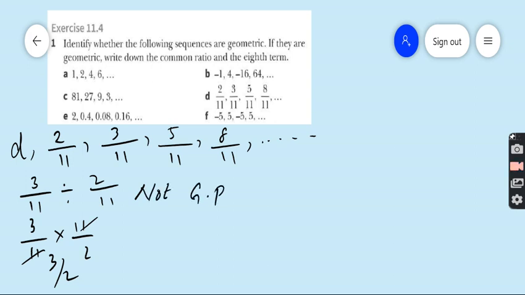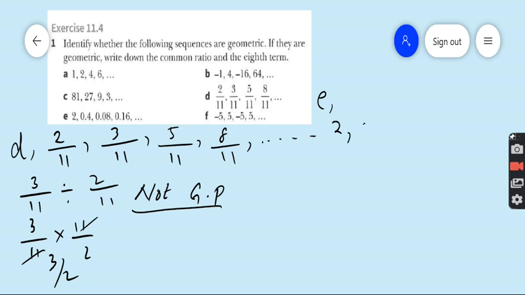GP, not geometric progression. So if this is not a geometric progression, then we are unable to find the eighth term in this way, that is, the geometric way. So the answer is not geometric. Part E.